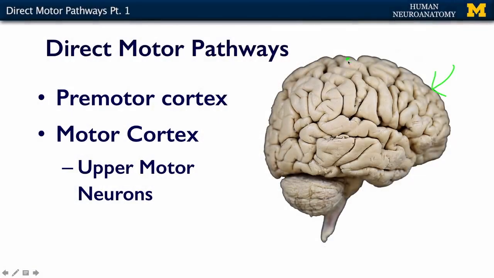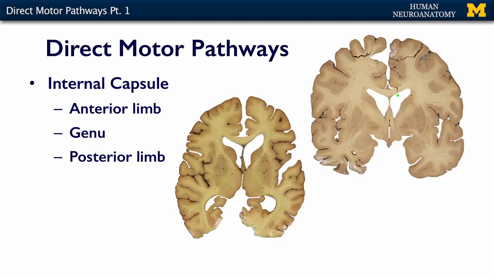Once you make that decision to actually get up out of your chair and walk over to the refrigerator, neurons in your precentral gyrus, which is your primary motor cortex, are going to become activated. We call these upper motor neurons. These neurons send out a very long axon, and we're going to spend the next several segments talking about where that axon travels. Once an upper motor neuron in the precentral gyrus is activated, that axon is going to travel through a great big fiber pathway within the central nervous system called the internal capsule.